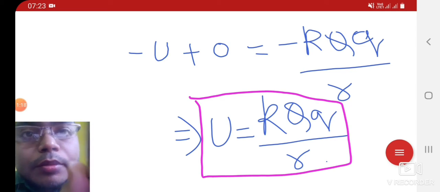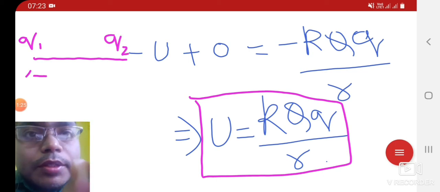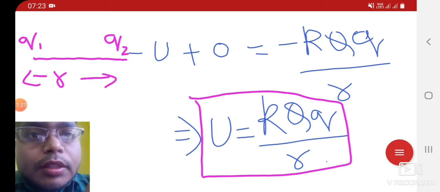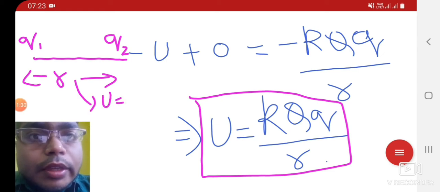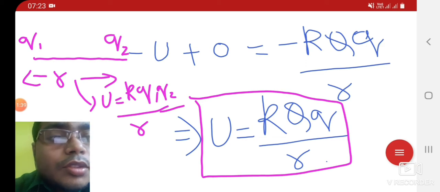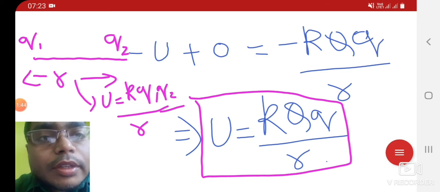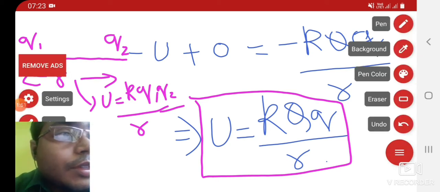So it is very simple: if there are two charges, let us take this one as q1 and this one as q2, separated by a distance r, then the potential energy will be given as k q1 q2 divided by r. This will be the electrostatic potential energy. So for any system of two charges separated by some distance, the electrostatic potential energy is given by k q1 q2 divided by r. I think it is clear to all of you.